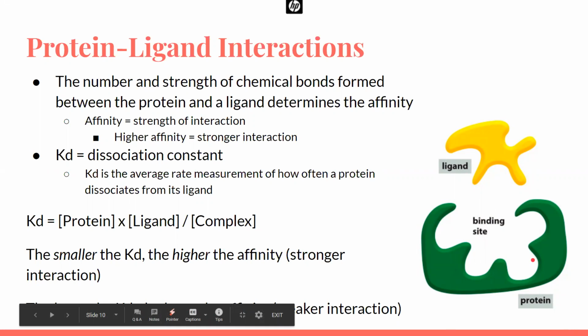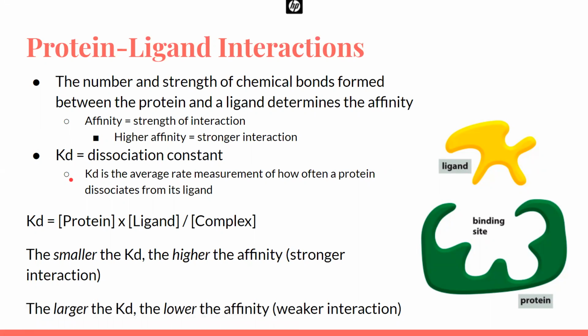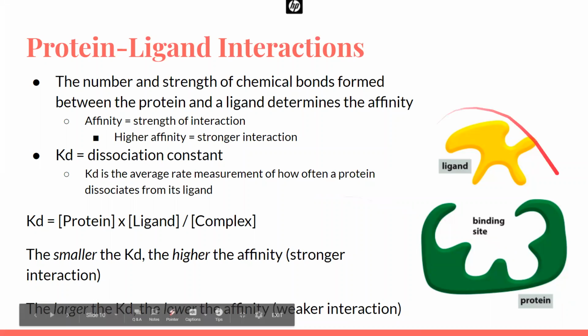To determine the affinity, we have what's called the KD, the dissociation constant. KD is the average rate measurement of how often a protein dissociates from its ligand. To calculate it, you have the concentration of protein times the concentration of ligand divided by the concentration of the complex. The complex is these two together. So it's basically this separate times this separate divided by how many of these together there are.